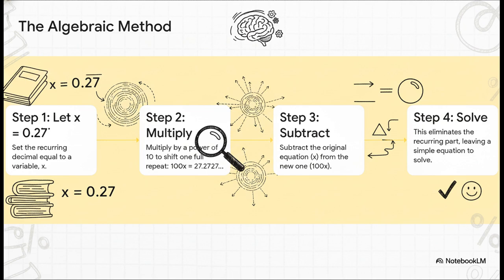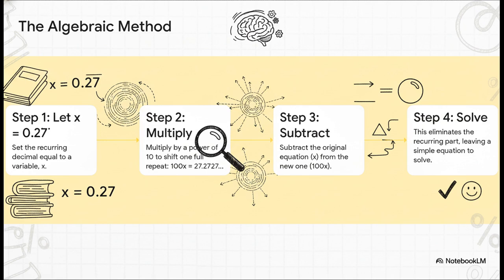You need to multiply that x by a power of 10. And your goal is to shift the decimal point just past the first complete repeating block. Here, the block is 27. That's 2 digits, so we multiply by 100. And then step 3. This is where the magic really happens.